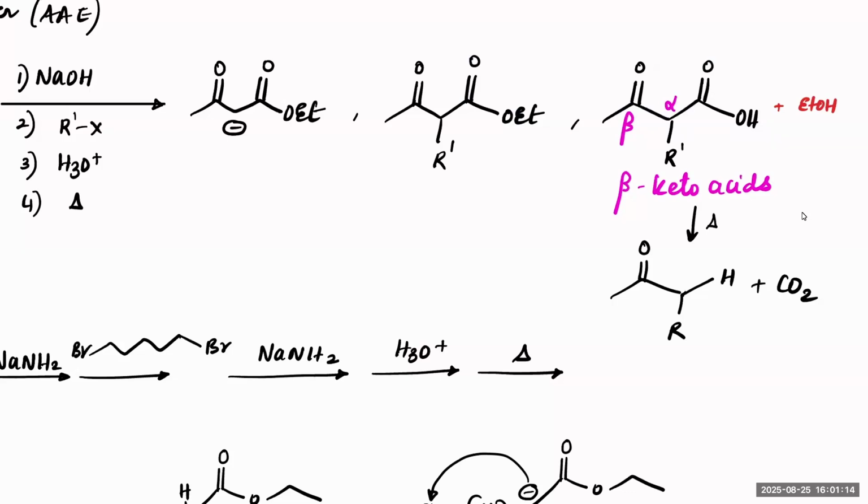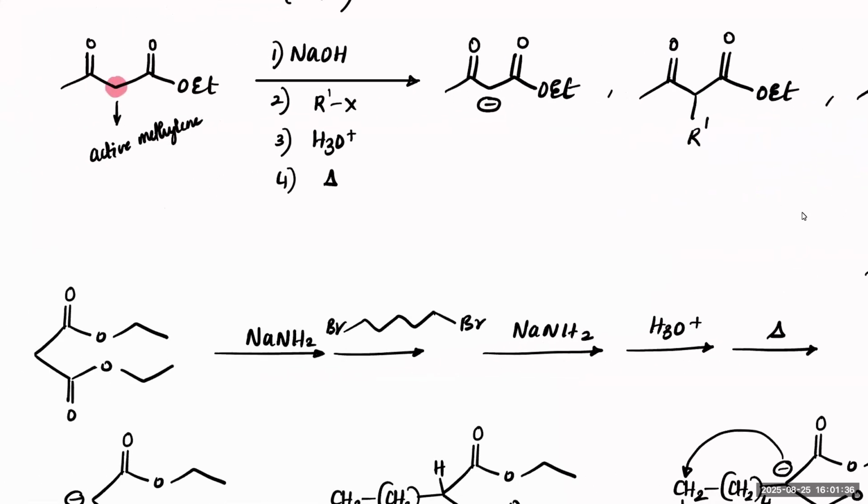Now here is an important fact you need to remember: beta keto acids, just on heating over room temperature, will lose carbon dioxide, and the hydrogen left will get connected with this one, and that will convert into a keto form.